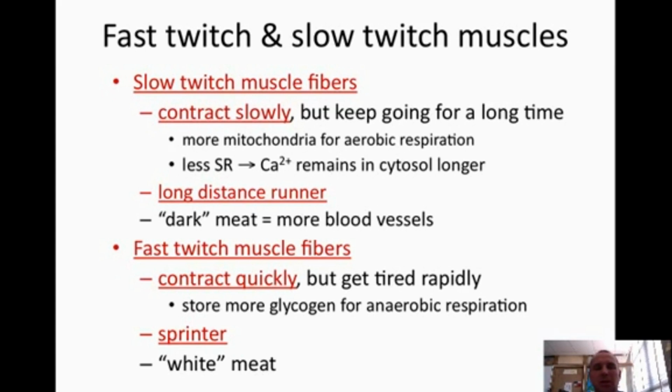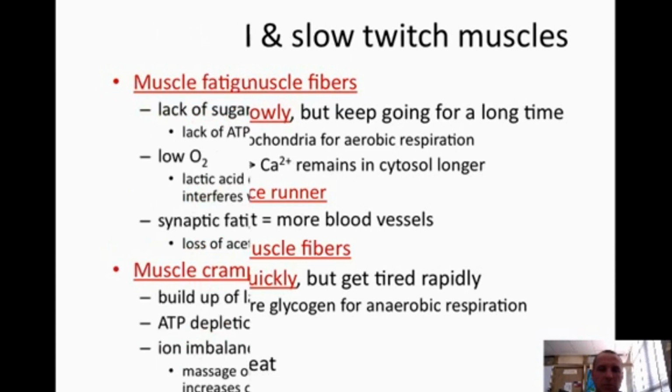Fast twitch muscles, a lot of times in football, we try to develop fast twitch muscles for explosion. But they get tired very rapidly. They store glycogen for anaerobic respiration because they're going to need it because they go so fast. That'd be like a sprinter. And that's like the white meat on the chicken, which is fast twitch muscle.